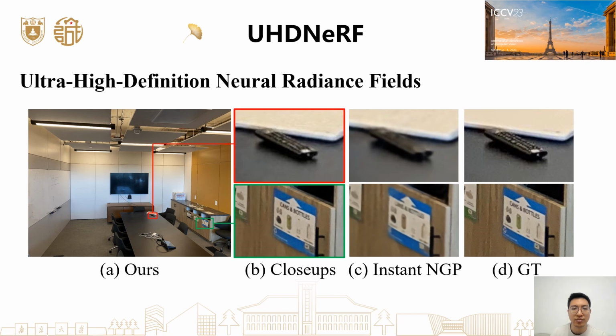Here's an example. On the left side, we have a 4K image. When we zoom in on a specific area, like the remote control, we can observe that advanced methods like Instant NGP suffer from noticeable loss of details. In comparison, our method preserves details effectively.